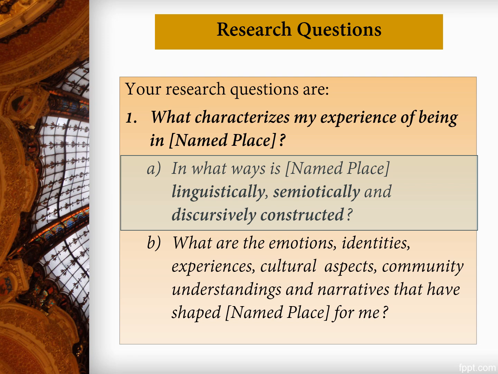So this is the research question we're actually focusing on. It's 1A. Remember that an autoethnography of place has two different types of data which feed into it. One is autoethnographic, that's 1B, and that will be the focus of our next workshop. But in this video and workshop, we're focusing on 1A. In what ways is your chosen place linguistically, semiotically, and discursively constructed? And we're going to look at how this can be analyzed and presented.